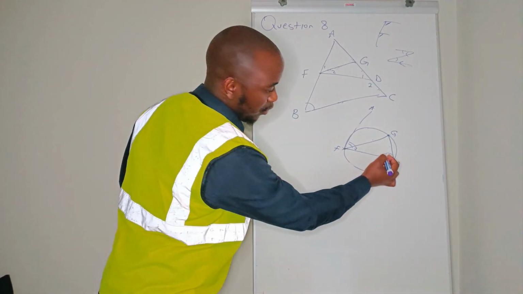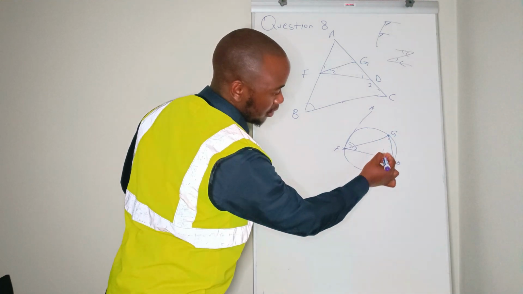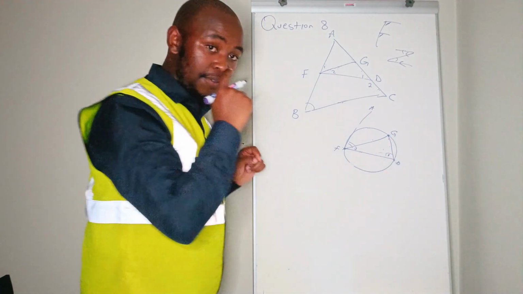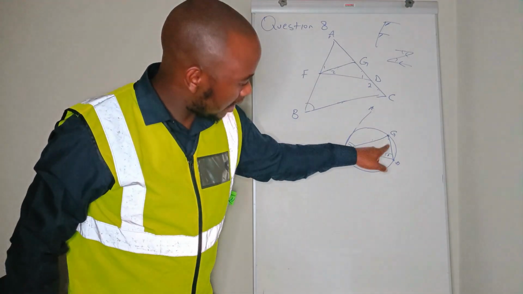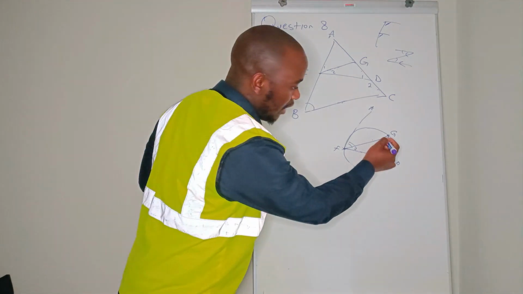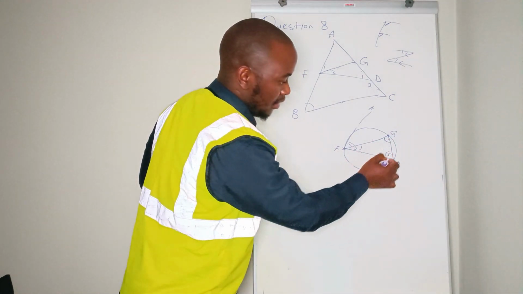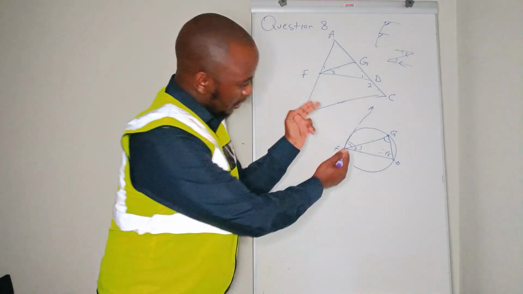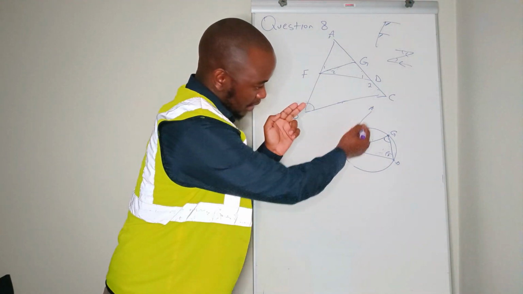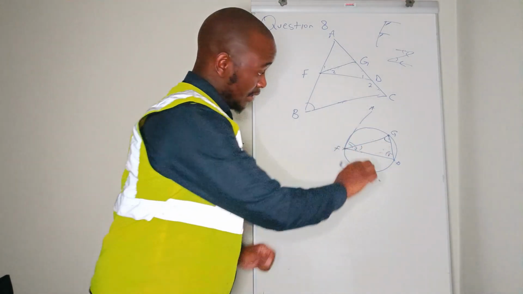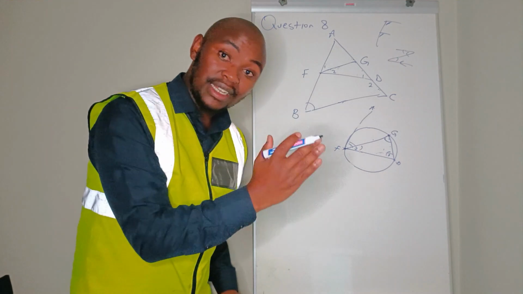If it was a D just floating in here, then this no longer applies. But in this case, it's at the circumference. So this is an interior angle. So all these angles are interior angles. This angle here is interior, this is interior, this is interior. But they are saying the angle between the chord and the tangent is equal to the opposite interior angle, subtended by the same chord.